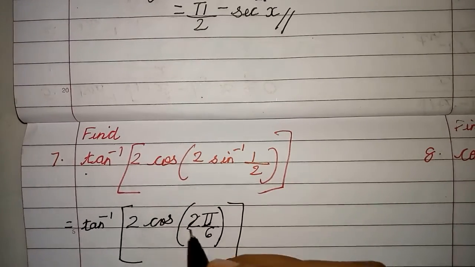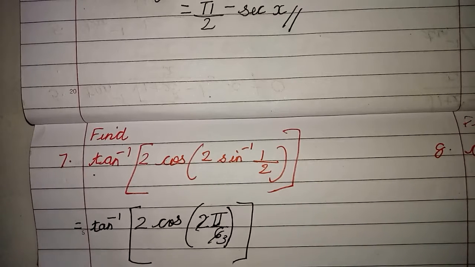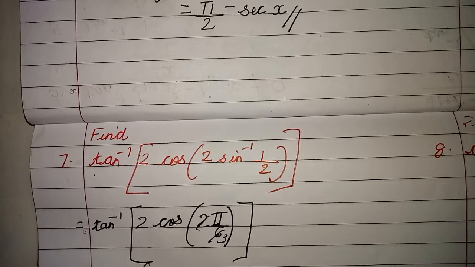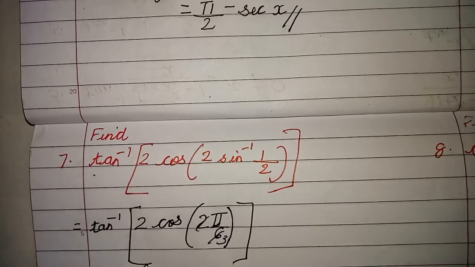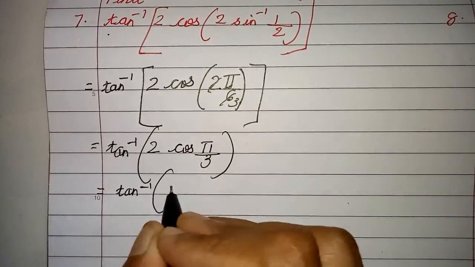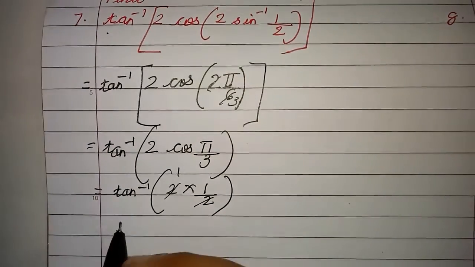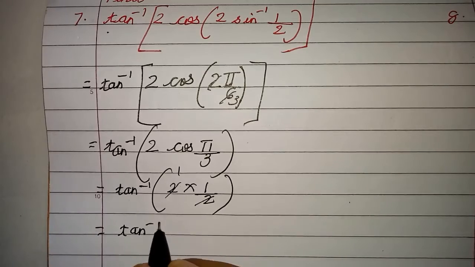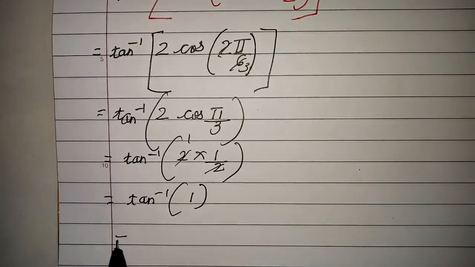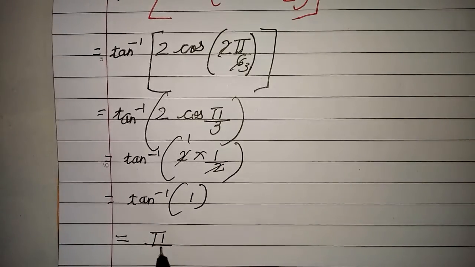Now I close the bracket, 2 and 6 will get cancelled, it will be 3. So it will be tan inverse of 2 times cos of pi by 3. Now cos pi by 3 means cos 60, and cos 60, you know, is half. Half and half, 1. So tan inverse of 1. Tan of which angle is 1, children? Pi by 4. Very good. So tan inverse of 1 will be pi by 4.